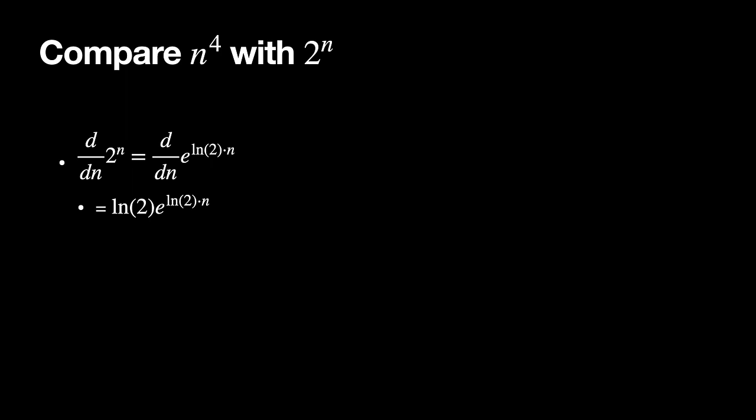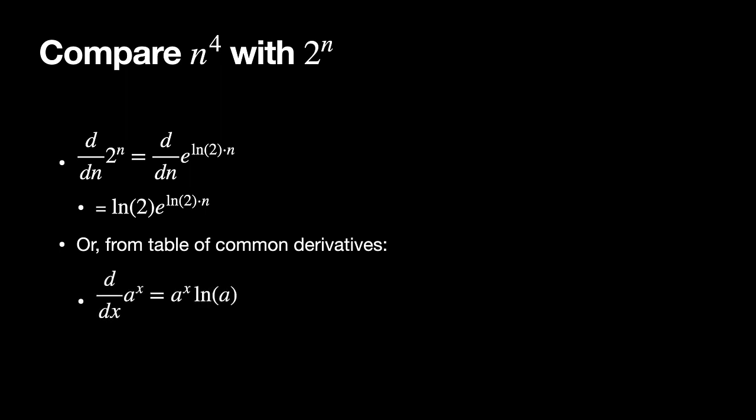Okay, another approach to this is we could look up some of the tables of common derivatives. So if you happen to have a calculus textbook or a computer, you can look up common derivatives, and we would find out that taking the derivative of some constant to the power x is equivalent to that same constant to the power of x times the natural log of the constant. So in our case here, the derivative of 2 to the nth is 2 to the nth times the natural log of 2.